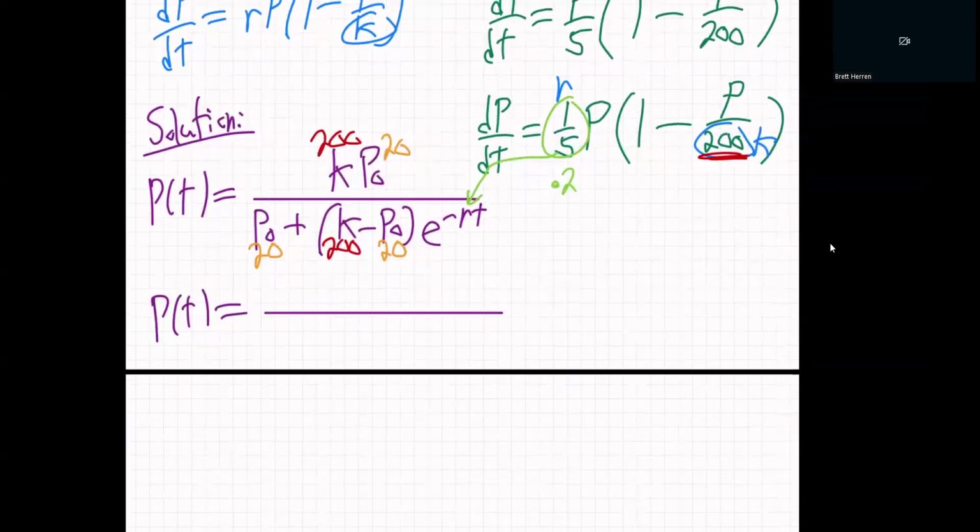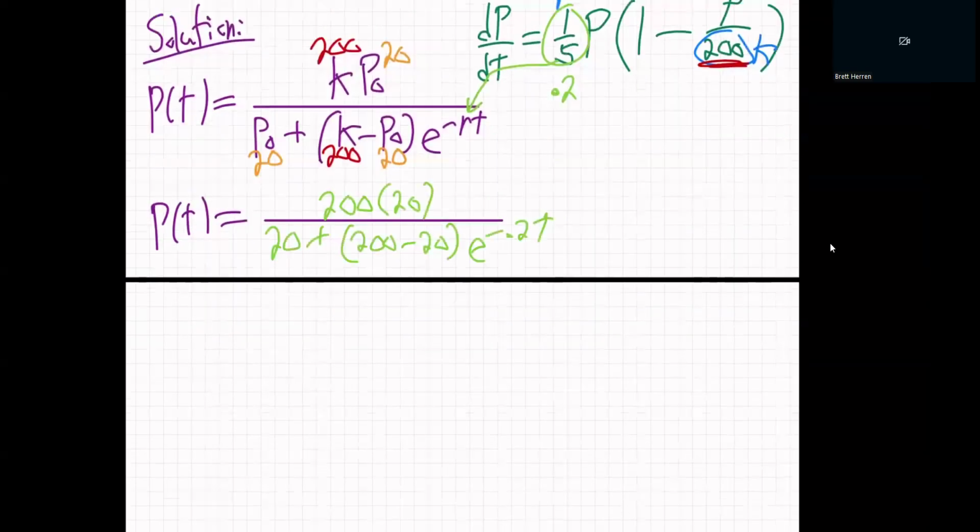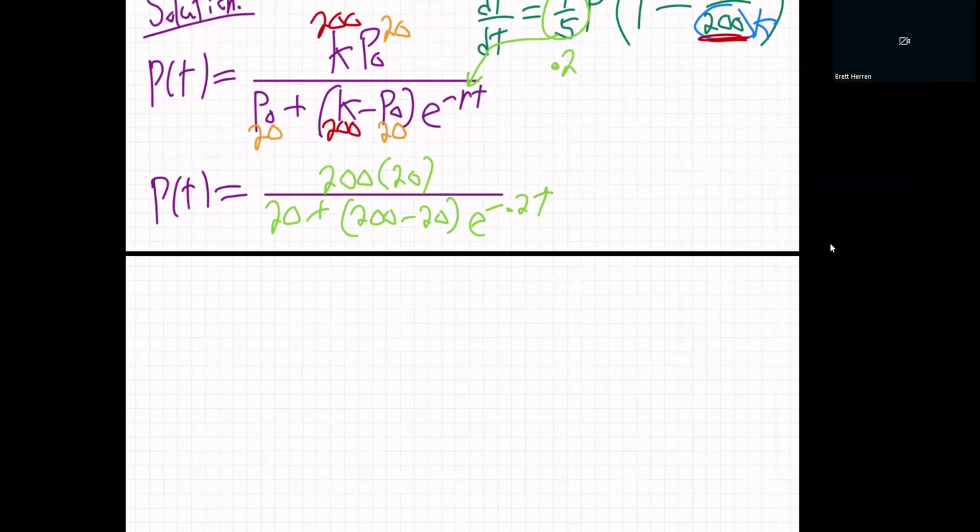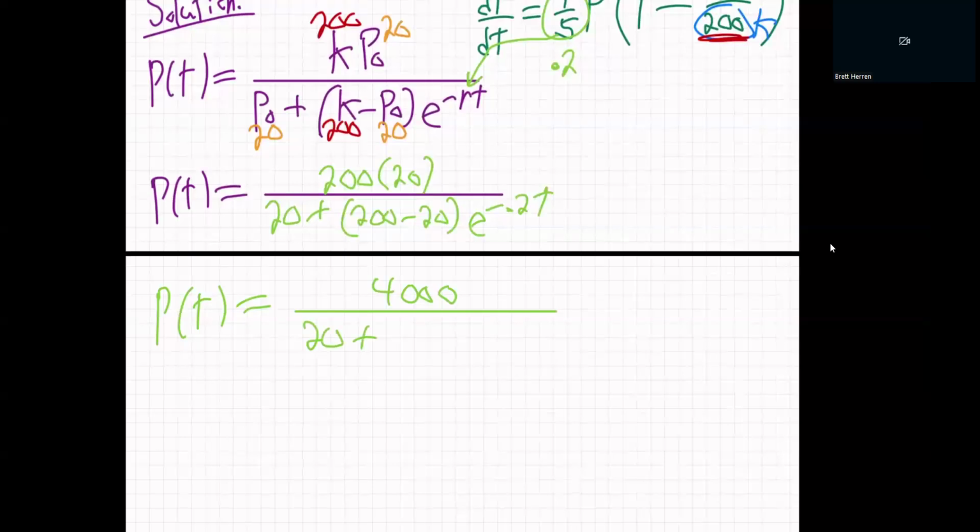So then what do we got? We got 200 times 20 over 20 plus 200 minus 20 e to the minus 0.2 t. So we can give that one more. This is the solution. So it's 4,000 over 20 plus 180 e to the minus 0.2 t. So we got the answer.